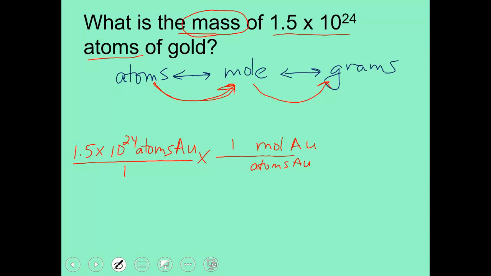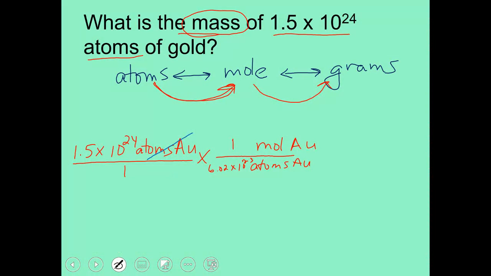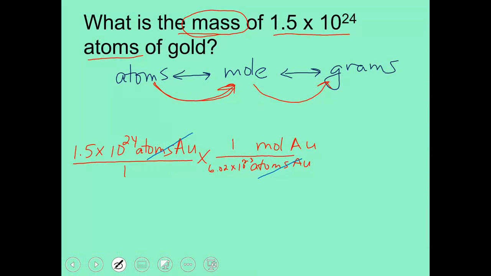We know that a mole of gold is Avogadro's number of atoms. Notice that our units are going to divide out because you divide by numbers that are on the bottom. And then we can keep going because we don't want an answer in moles of gold. We want an answer in mass. So we're going to keep going.